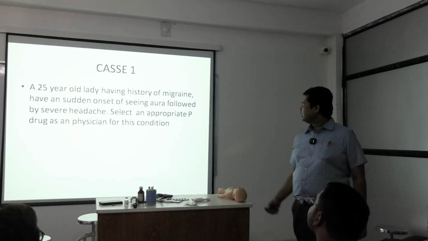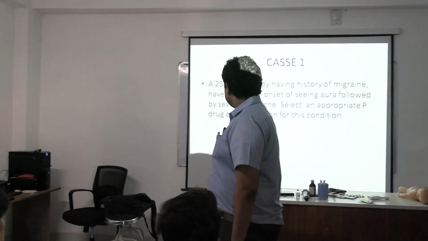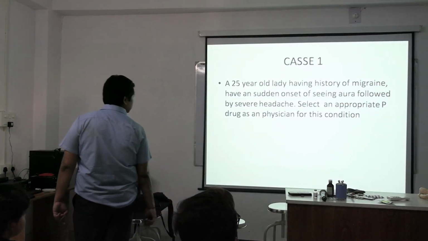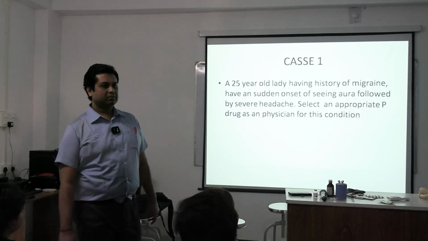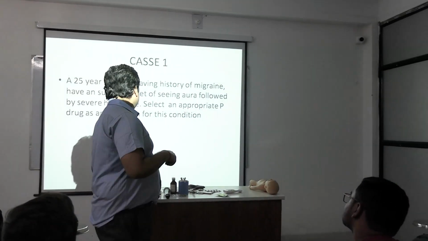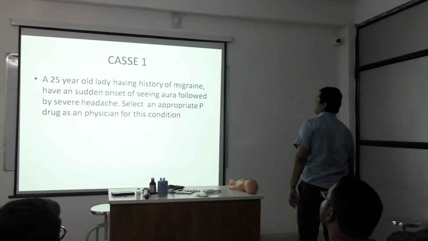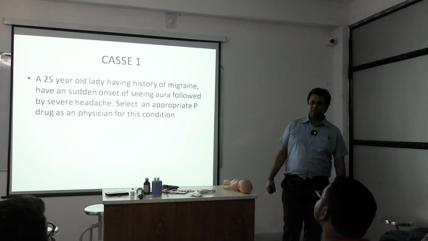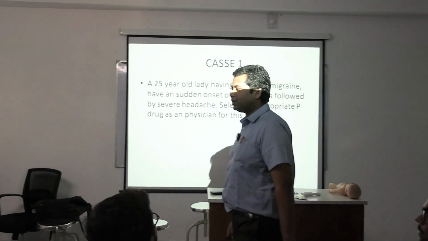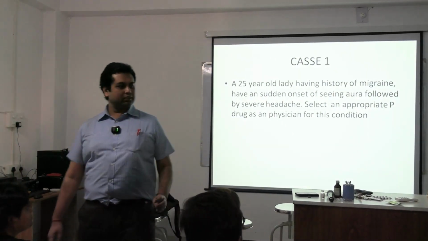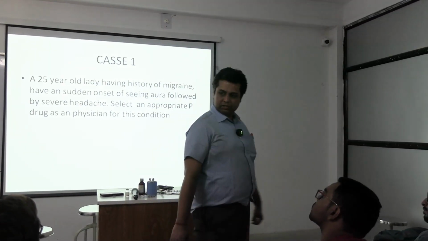A 25-year-old lady having a history of migraine, having a sudden onset of seeing aura. So what type of migraine? Classical, ঠিক আছে, followed by severe headache. Select an appropriate P drug as a physician for this condition. হ্যাঁ, ও কিছু বলেছে, বল বল সুমাট্রিপ্টান, বা সুমাট্রিপ্টান বললে তো হবে না, তার সাথে তার ডোজ বলতে হবে, তার ফর্মুলেশন বলতে হবে, তার ডিউরেশন অফ ট্রিটমেন্ট বলতে হবে, তাই তো.